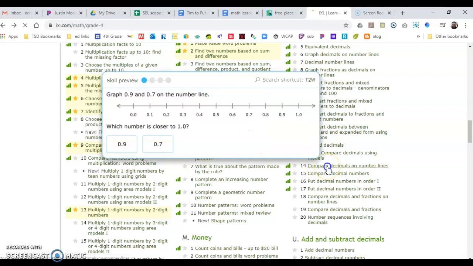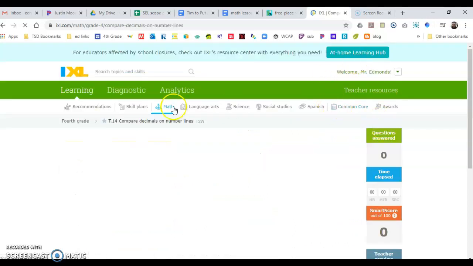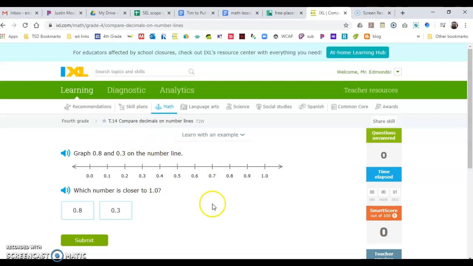Now let's take a look at the T14 level. The T14 level asks you to do a couple of things. And again, sometimes we're good at math, but we're bad at directions. So let's look at the directions. First, it says graph. So all you need to do is take both these numbers here. This first number is 8/10. Here is 3/10. And we're going to graph them. So all we're going to do is click on the number line, 3/10 and 8/10.